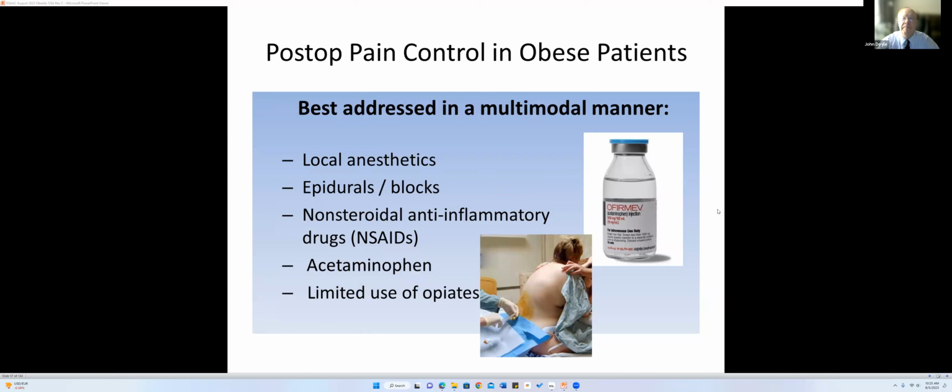What about postoperative pain control? Many authorities recommend that we use multimodal pain control. That's local anesthetics, epidurals, non-steroidal anti-inflammatory drugs. Acetaminophen, as illustrated on the right, can be used, and they recommend limited use of opioids. So multimodal anesthesia for the obese patient with restricted use of opiates.